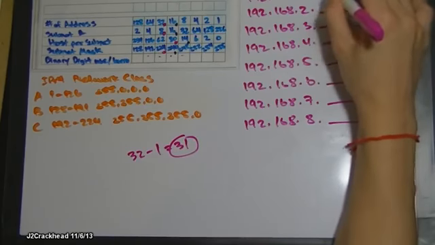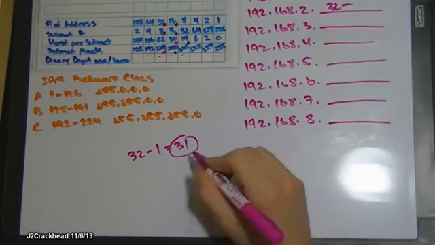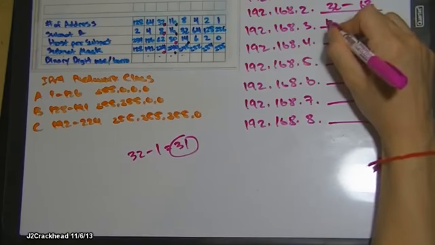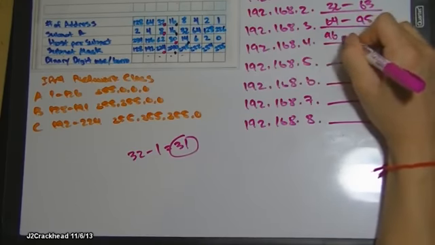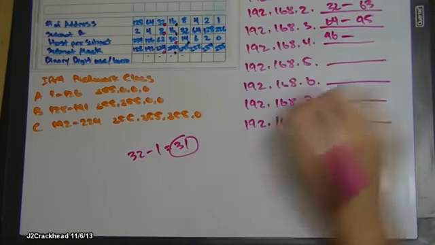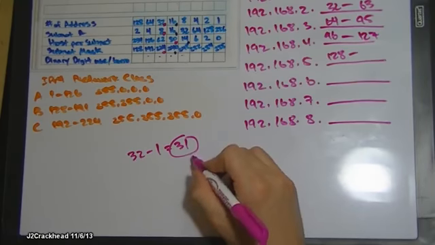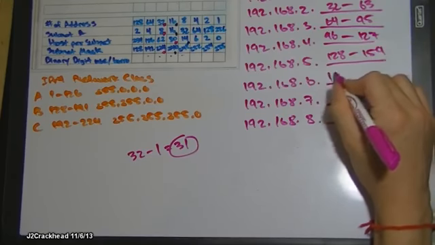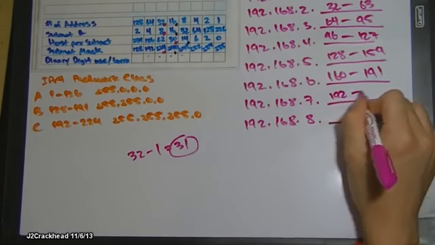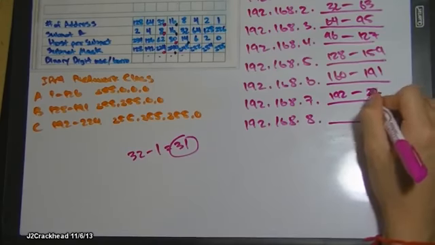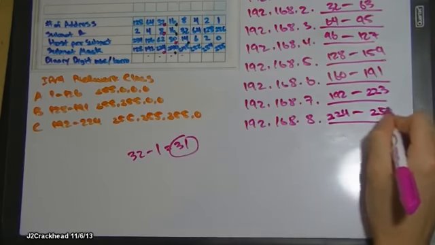I'm going to start with 0 plus 31, which gives me 31, and put 32 down here. 32 plus 31 gives me 63, and 64 goes down here. 64 plus 31 gives me 95, and 96 goes down here. 96 plus 31 gives me 127, and 128 goes down here. 128 plus 31 gives me 159, and 160 right here. 160 plus 31 gives me 191, and then 192 down here. 192 plus 31 gives me 223, and then 224 right here. And 224 plus 31 gives me 255.